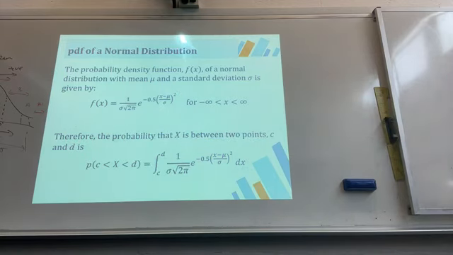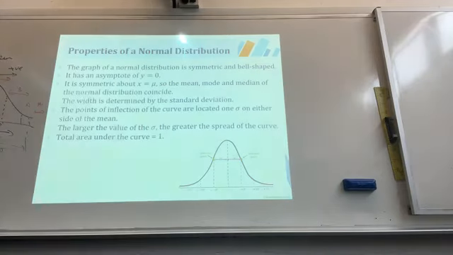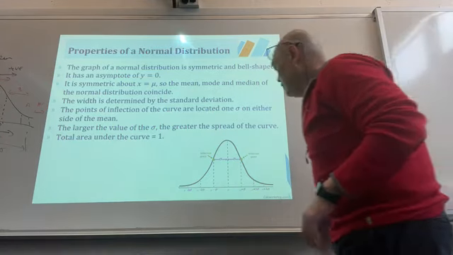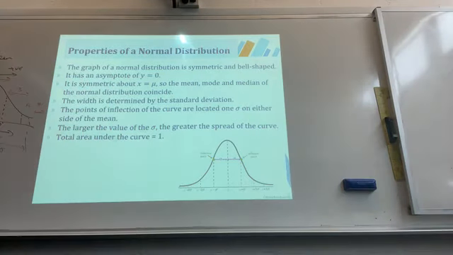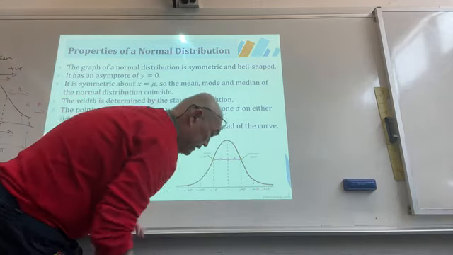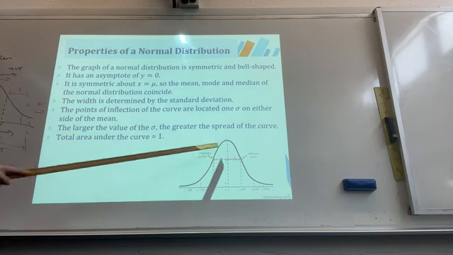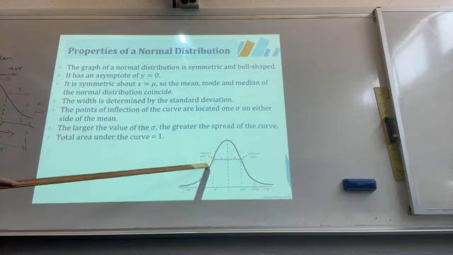Now, the properties of a normal distribution. The bell-shaped curve is symmetrical and it's a bell shape, which means it's symmetrical about the mean. When you fold it, this tail should fully cover that tail. Alright? This tail here should fully cover that tail, or that tail should fully cover this tail, if you fold it in half.